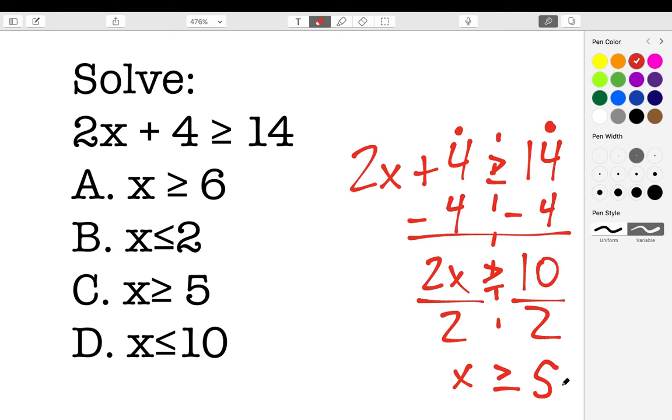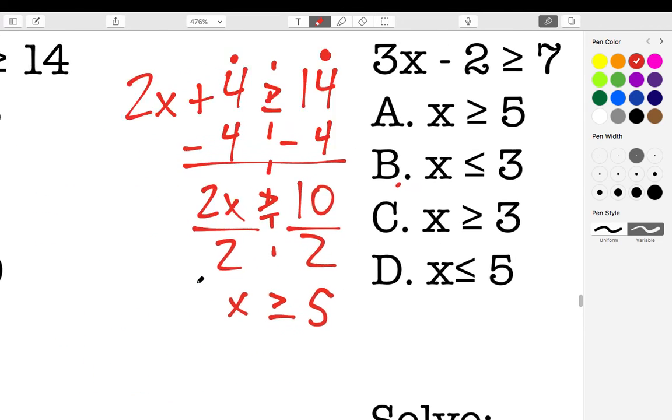Adrian, why didn't Michaela flip the sign? Because it's not negative. We didn't divide by a negative. We divided by a positive. So x is greater than or equal to 5. If they have that, put +1. Anything else, put +0. We will move on in 5 seconds. Any questions? 3, 2, 1. Okay, let's go to the next one.